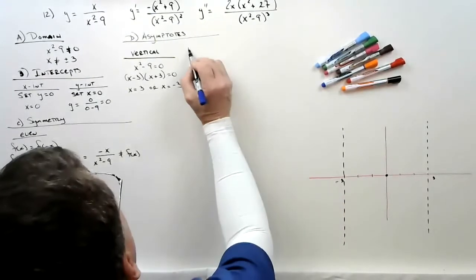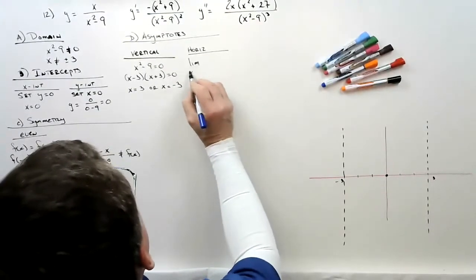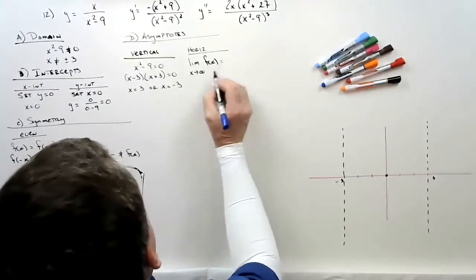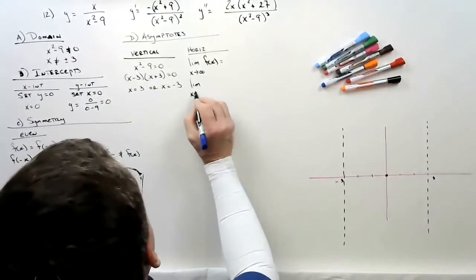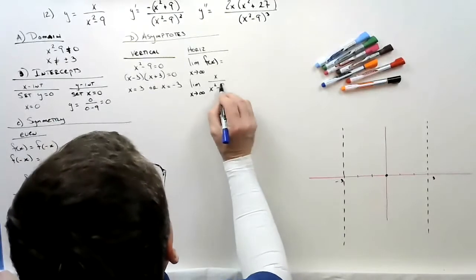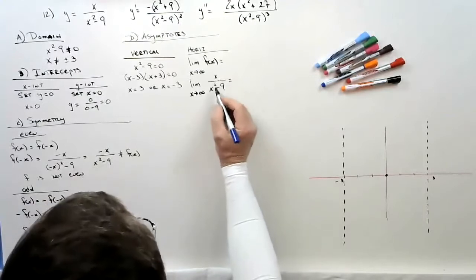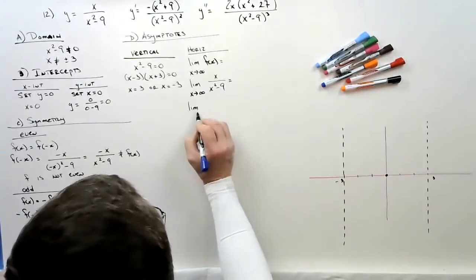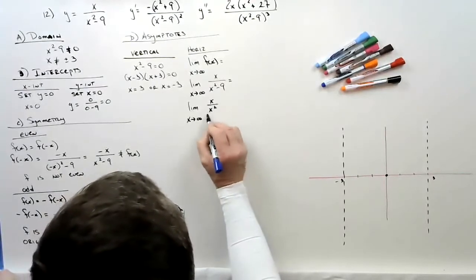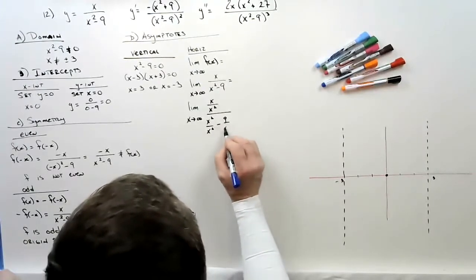Now we check horizontal asymptotes. Typically here we would take the limit as x approaches infinity of f of x. So for us, that would be the limit as x approaches infinity of x divided by x squared minus 9. Our rule says you take the highest power of x and you divide everybody by that. So that's the limit as x approaches infinity of x over x squared divided by x squared over x squared minus 9 over x squared.